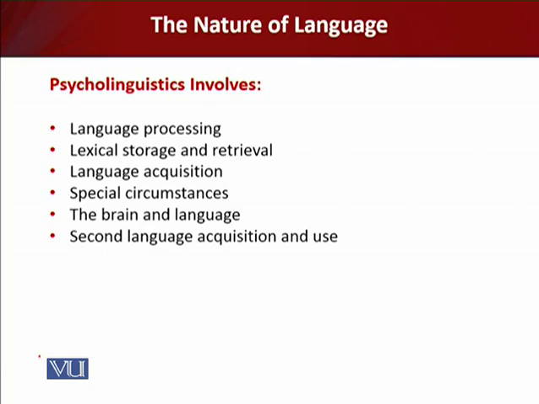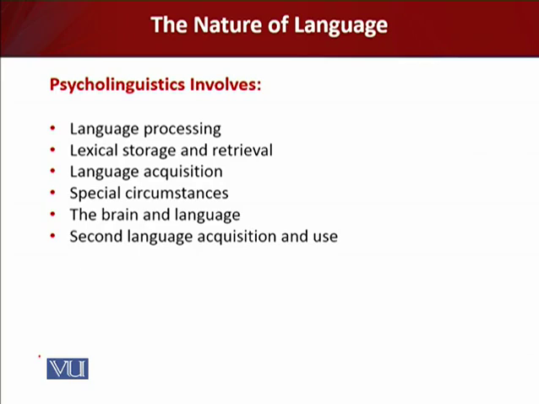So the brain and language looks at these kinds of phenomena: what parts of the brain are concerned with language, and not only in humans, but in the case of animals, do they have the ability to use language too? Last but not the least is second language acquisition and its use.